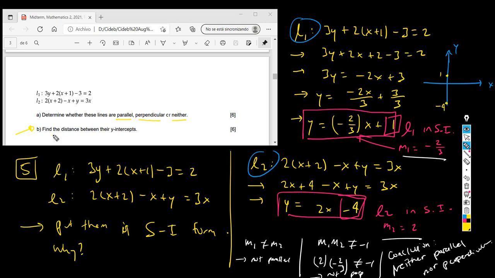What is the distance between the y-intercepts? It's 5. 1, 2, 3, 4, 5. As we can see, from 1 to minus 4, you have 5 units, and that's the distance. 5 units. That solves the problem. Let's make a pause, and I'll get back to you.